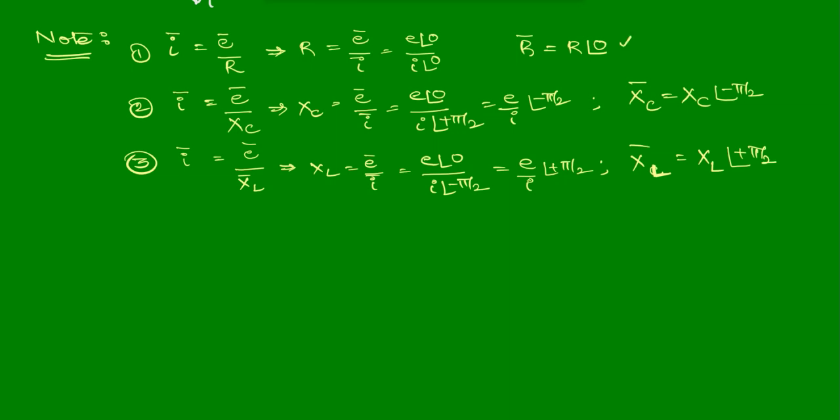So Xc lags, and hence current is leading in a capacitive circuit. XL is leading, and hence current is lagging in a pure inductive circuit. So if you remember this, it will be helpful for the next circuits. Yes. Our next circuit will be the RC circuit.